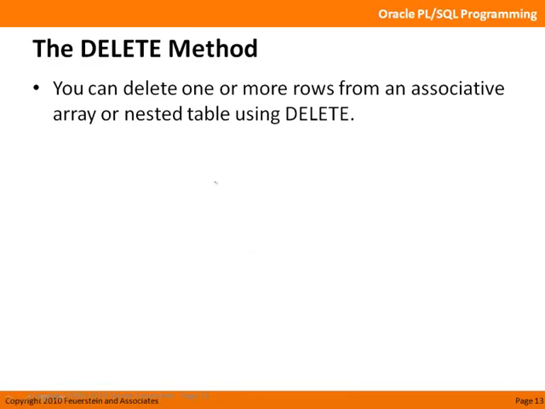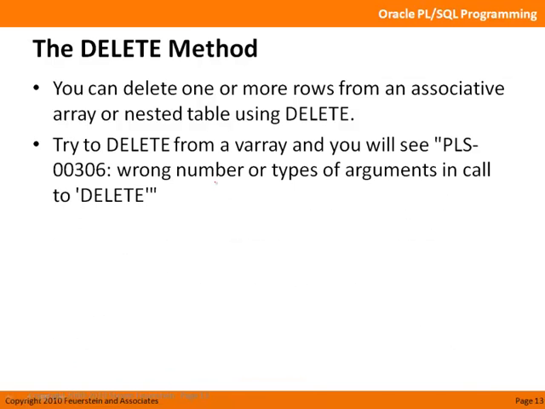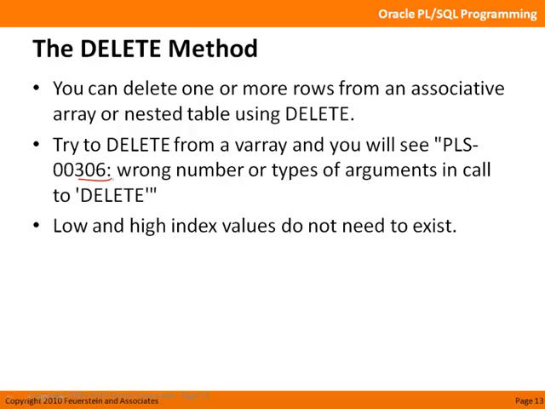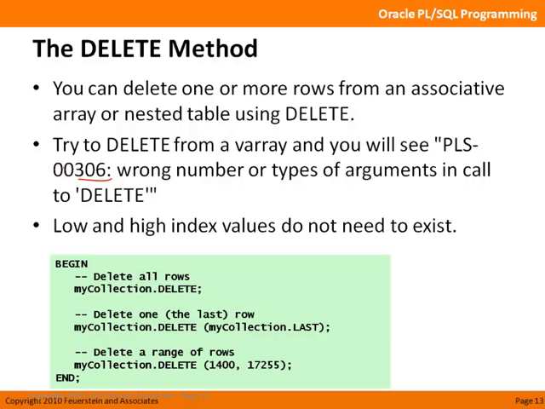So the delete method, you can delete one or more rows from an associative array or nested table using delete. You cannot use delete with V-arrays. In fact, you'll get a PLS-306 error, wrong number or types of arguments, if you try to delete from a V-array. You can specify a range of values for your delete, so there are multiple formats for the delete operation.